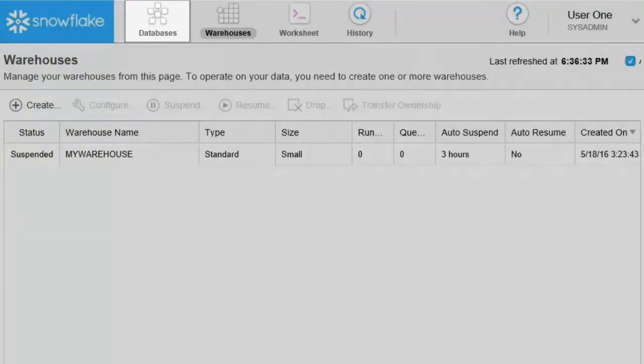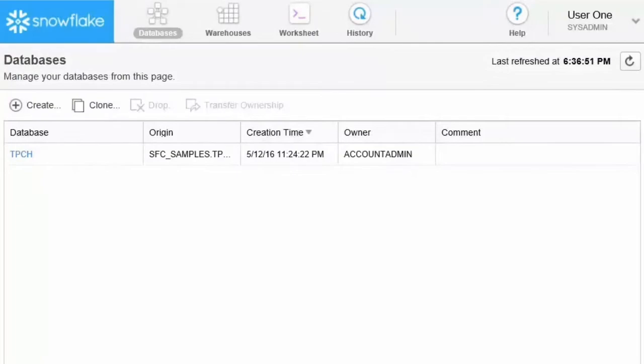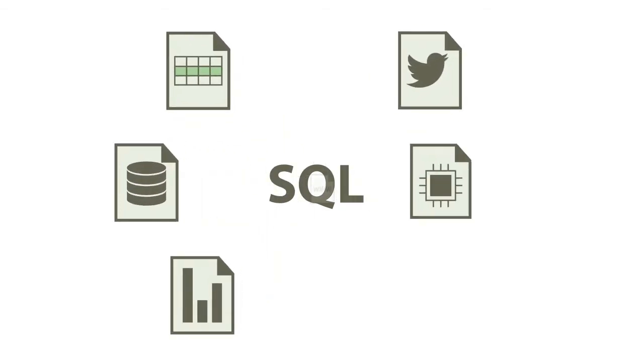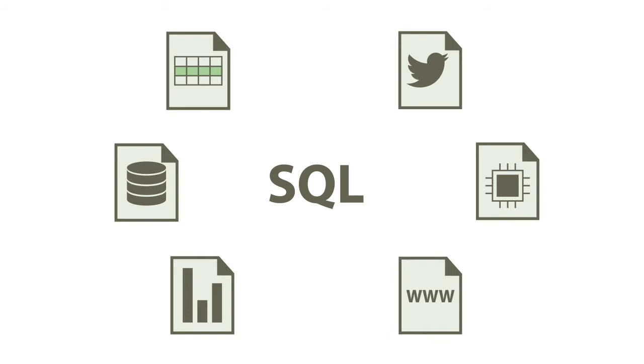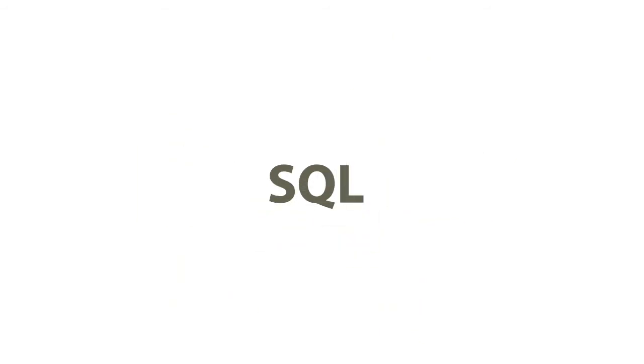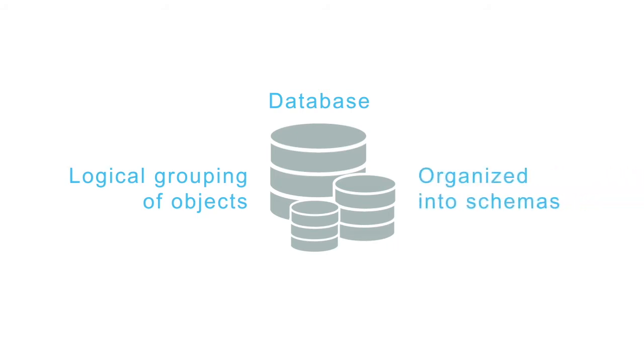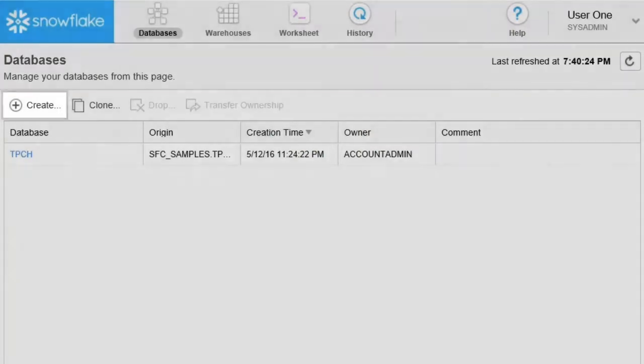The Databases page displays information about any databases you have created or have privileges to access. Snowflake uses ANSI Standard SQL to store, maintain, and query structured and semi-structured data. All data in Snowflake is stored in databases. A database is a logical grouping of objects, such as tables and views, organized into schemas. You can create, clone, drop a database, or transfer ownership to a different role.